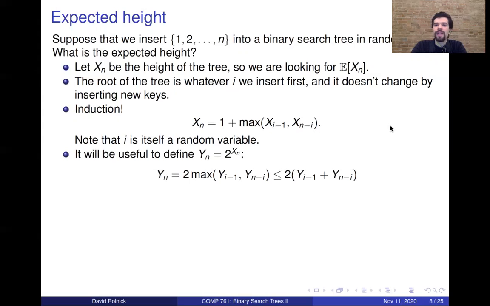It's going to be useful to define another random variable, which is just 2 to the power of x sub n. So let's just rewrite this thing in terms of y. So y sub n is 2 to the x sub n, and likewise y sub I minus 1 is equal to 2 to the x sub I minus 1, and so on. So here we have y sub n, just raising everything to the power 2, we get 2 times, the 1 plus becomes a 2 times max of these things.